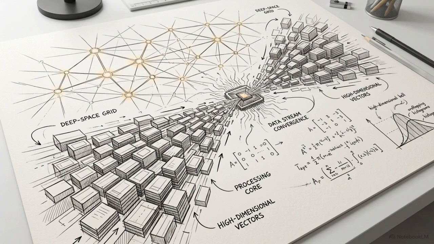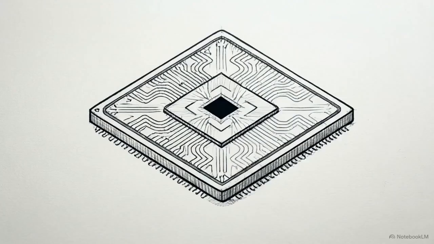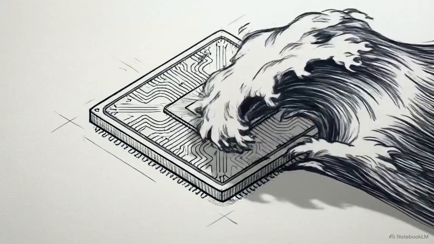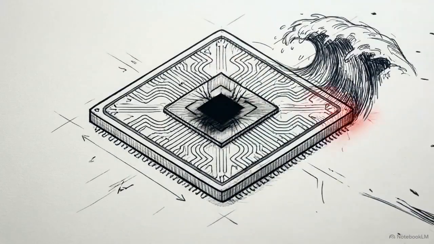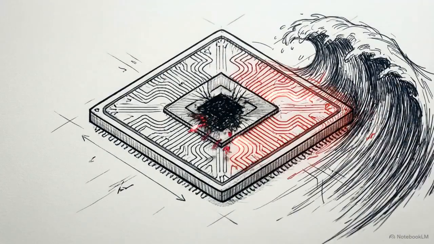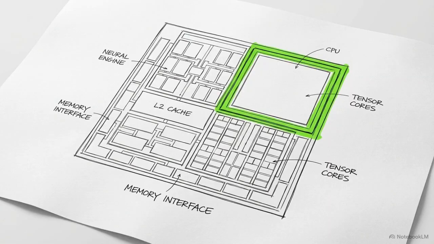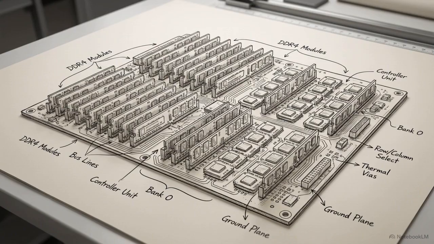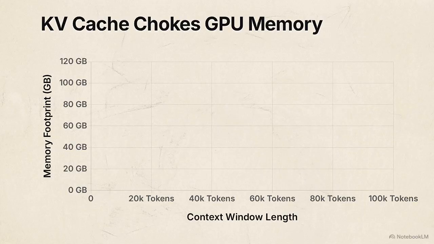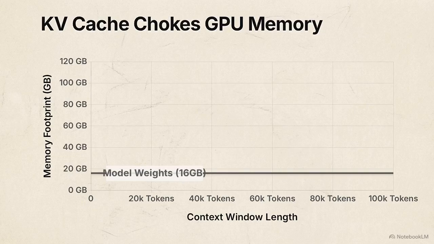Modern large language models are routinely ingesting and generating context windows approaching 100,000 tokens or more. But as this massive wave of data hits the hardware, the system's processing capability struggles to keep pace, creating a severe bottleneck. The root cause of this strain is a specific hardware mechanism known as the key value, or KV cache. The KV cache acts as the model's working memory during generation. It stores the mathematical context of prior tokens, so the system doesn't have to recalculate earlier steps.